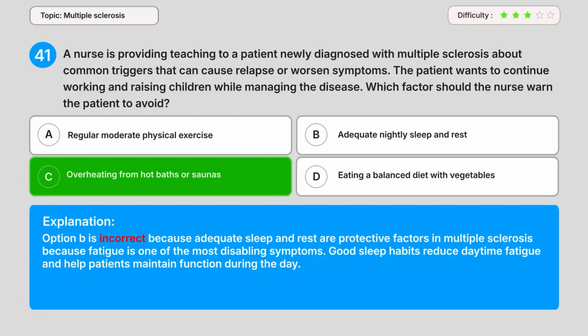Option B is incorrect because adequate sleep and rest are protective factors in multiple sclerosis because fatigue is one of the most disabling symptoms. Good sleep habits reduce daytime fatigue and help patients maintain function during the day.